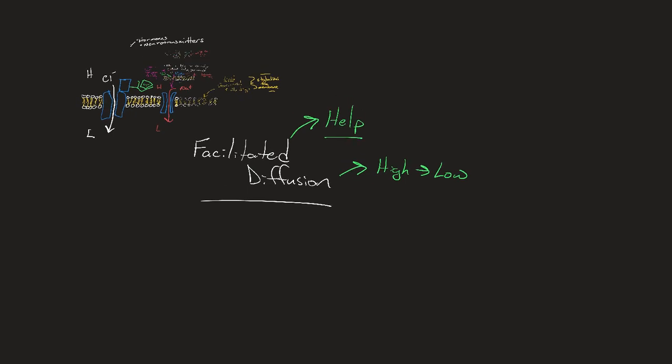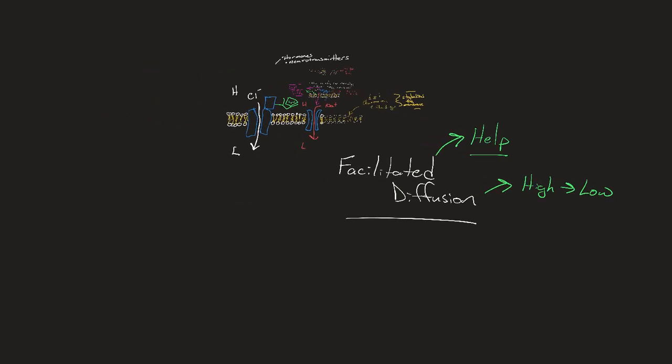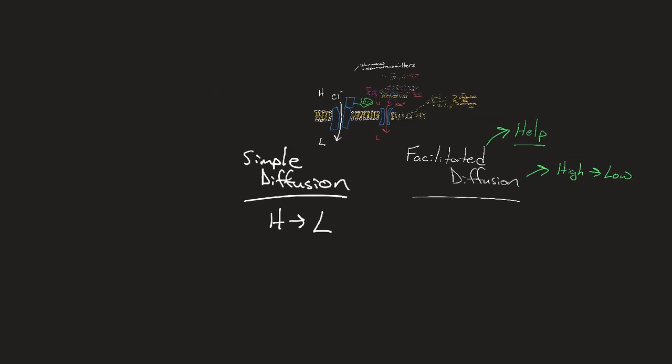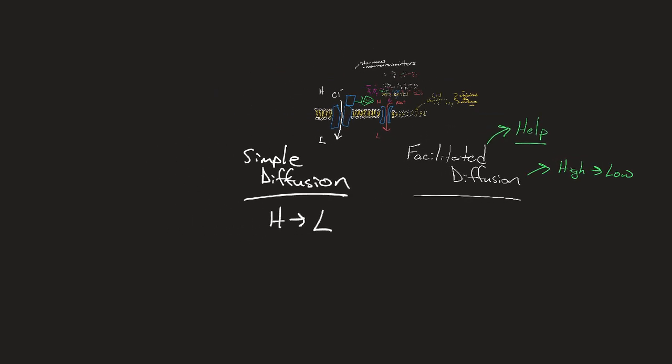Then there's simple diffusion. We talked about that. Where do you see simple diffusion? That's oxygen and carbon dioxide. It's just going from high to low. No help necessary. Water does that too. When water diffuses, what do we call water diffusing? Osmosis.